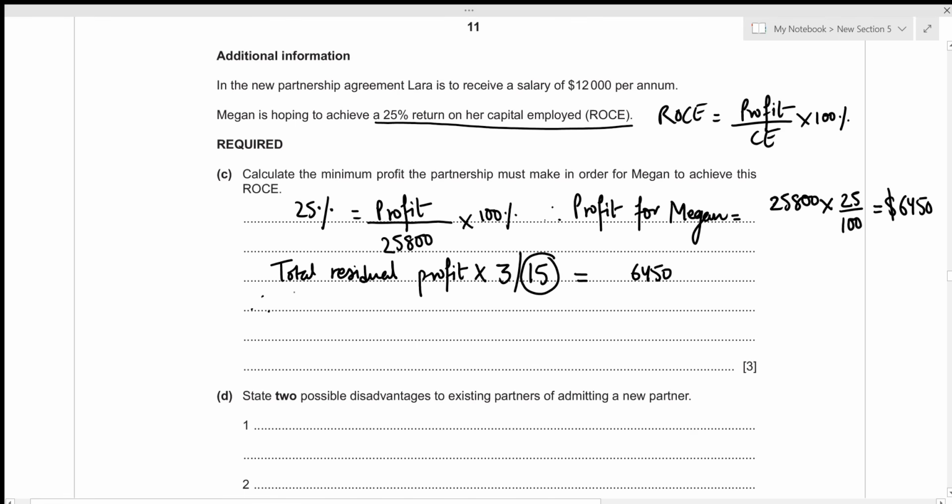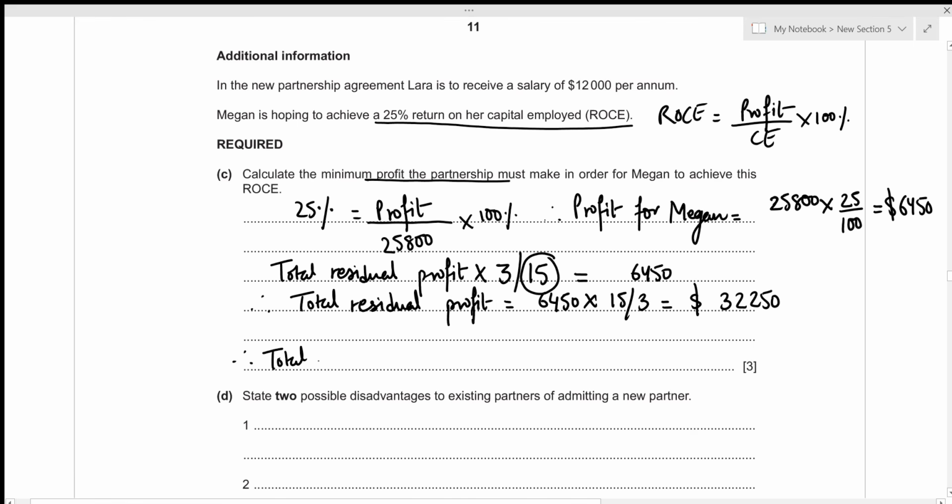So now we can figure out the total residual profit. So this is just going to be 6,450 into 15 by 3, which gives us the total residual profit to be 32,250. But what we require is the profit the partnership must make. So this is not the residual profit, we require the total profit for the year.